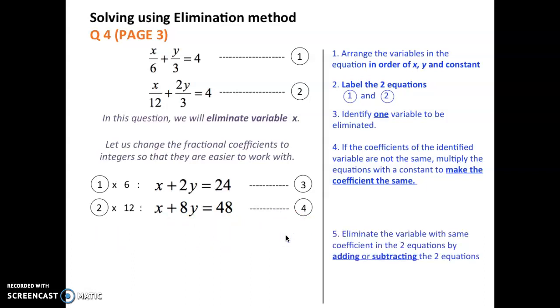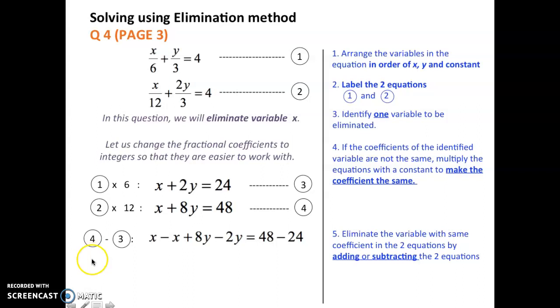So next, we are going to eliminate the variable with the same coefficient. Now we can see that x now has the same coefficient, and because they are both positive, I'm going to use equation 4 to minus away equation 3. So equation 4 minus equation 3 will give me x minus x, looking at the x terms in the first row, followed by 8y minus 2y, and on the right hand side, I'll have 48 minus 24.